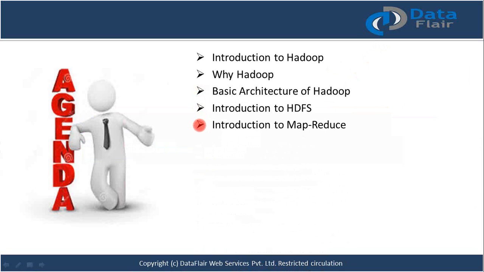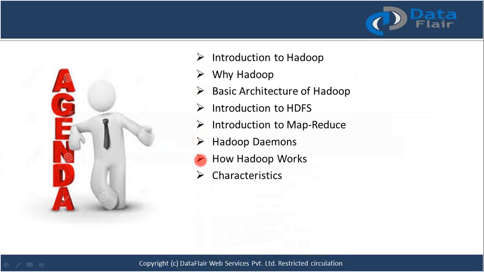Then we will discuss introduction to MapReduce. MapReduce, as discussed yesterday as well, is the heart of Hadoop. Then we will see Hadoop daemons, the complete end-to-end flow of Hadoop, how Hadoop works, its characteristics, then different flavors of Hadoop. Okay. After that, guys, we'll see the Hadoop ecosystem.